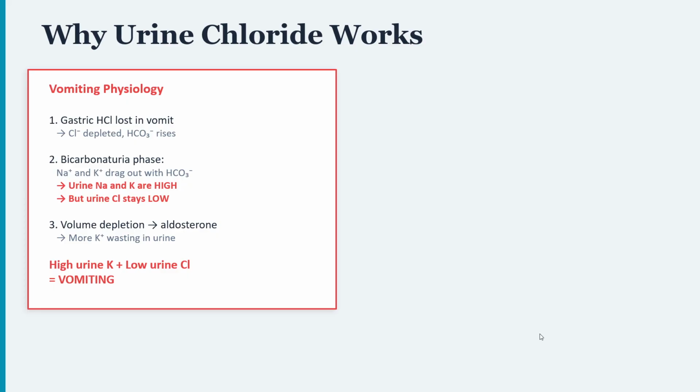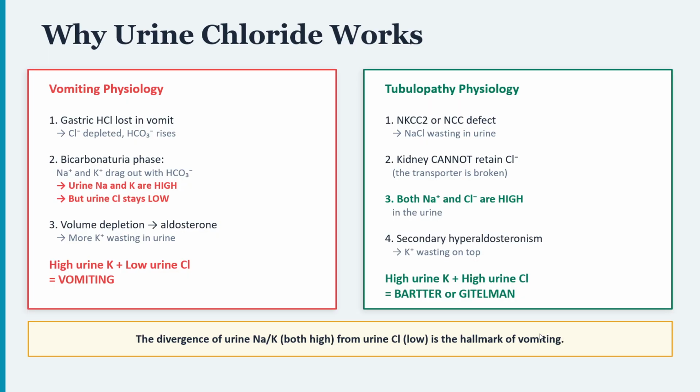In Bartter and Gitelman, the transporter defect wastes both sodium and chloride. The kidney literally cannot hold on to NaCl. So urine sodium, potassium, and chloride are all high. The divergence, high urine sodium and potassium with low urine chloride, is the fingerprint of vomiting. In a tubulopathy, everything is high together.